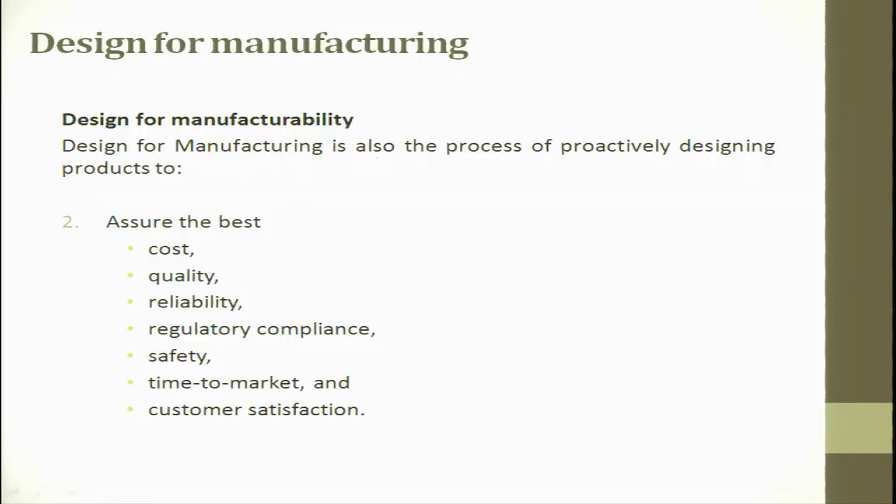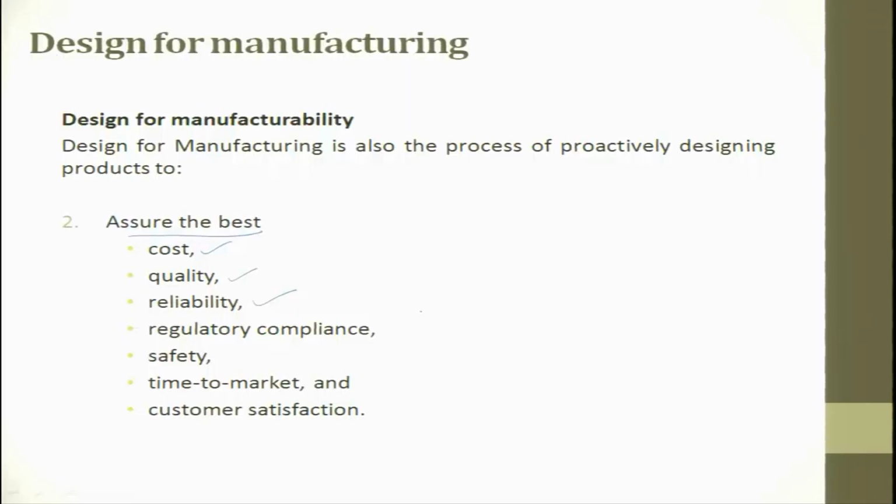Design for manufacturability is also the process of proactively designing products to assure the best cost, quality, reliability. Reliability and repeatability are 2 different terminologies. You should understand that. I repetitively do a job, that is different. Whenever I try to start, for example, a cell phone which I have not used for 3 months, when I start operating it after 3 months, I put the battery back and then I just press the on button, it starts working. That is reliability. I put a key in the keyhole of a car and I start cranking it, it starts working. That is reliability. Okay. Repeatability is a different story. I try to produce the same part, I get consistency, that is repeatability.